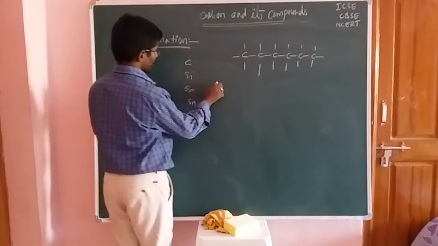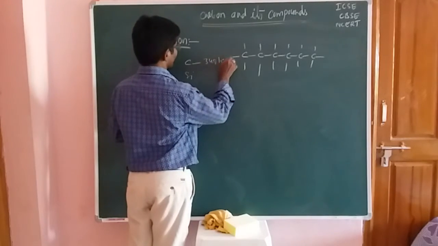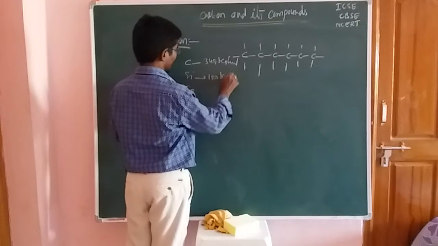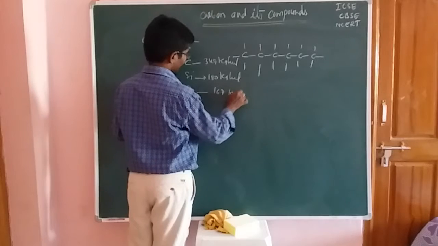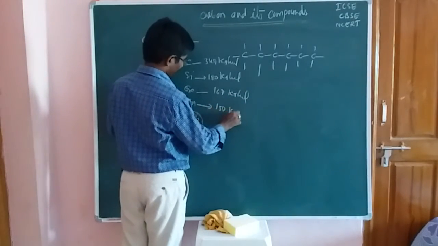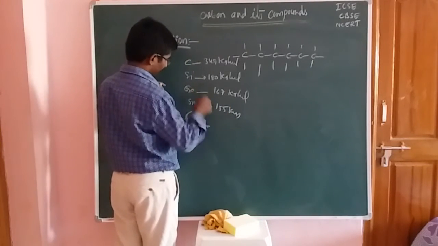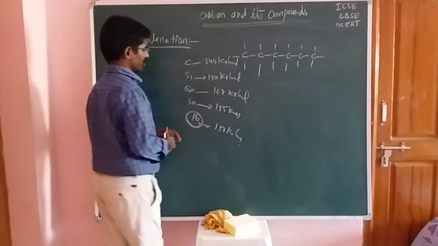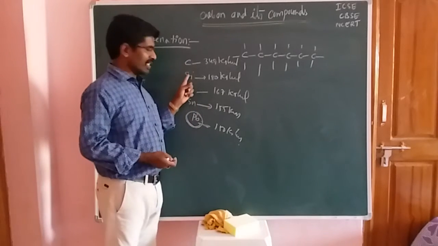Carbon bond energy is 348 kilojoule per mole. Silicon bond energy is 180 kilojoule per mole. Germanium bond energy is 167 kilojoule per mole. Tin bond energy is 150 kilojoule per mole, or in some books 155 kilojoule per mole. Lead has 150 kilojoule per mole. Students, these are the bond energies of the group elements: carbon, silicon, germanium, tin, lead.